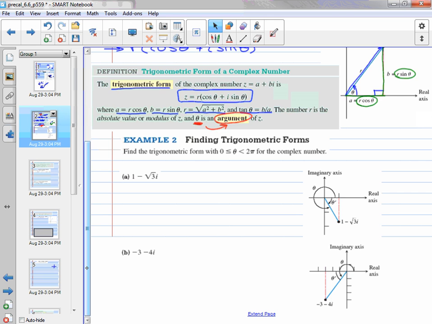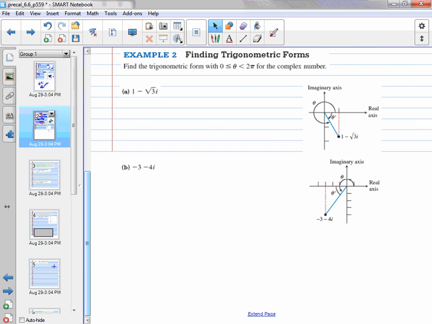Example 2, find the trigonometric form with angles between 0 and 2 pi for the following complex numbers. 1 minus square root of 3 i. So if we look at a graph, over 1, down square root of 3, negative square root of 3 in the imaginary direction. Well, we can recognize this as one of our special triangles. 1, 2, square root of 3. And that angle right there is a 60-degree angle, except we probably don't want it in degrees, pi over 3. So our angle in size is pi over 3.